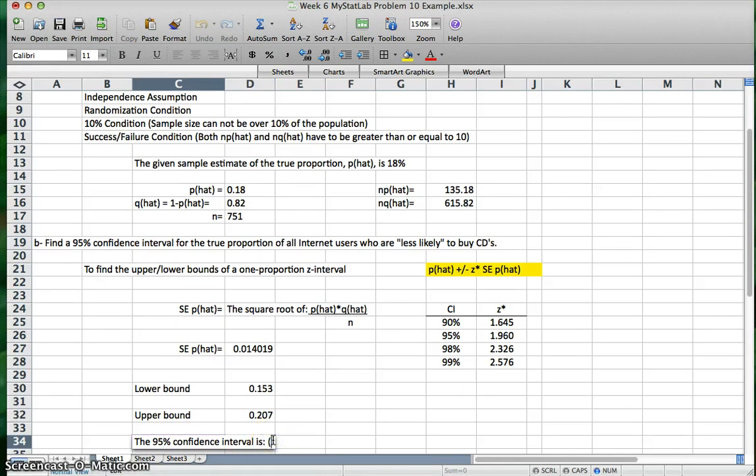and it's 0.153, comma, the upper boundary 0.207, and there you have it. There is our 95% confidence interval, and that's it.